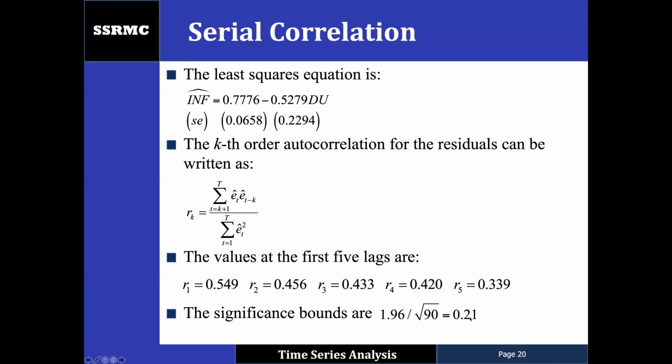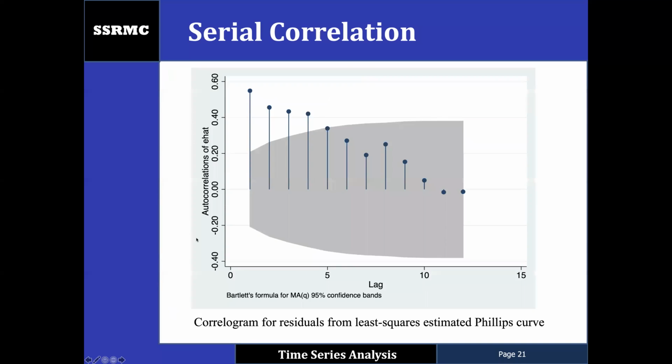So it is 0.21, which means anything that is above that bound we'll consider to be significant. So software, at least Stata, can either give us the statistics or give us a visual illustration of the relationship. Here, those bars and the dots show us the value of those correlation coefficient estimates for different lags, so like 1, 2, 3, 4, 5.